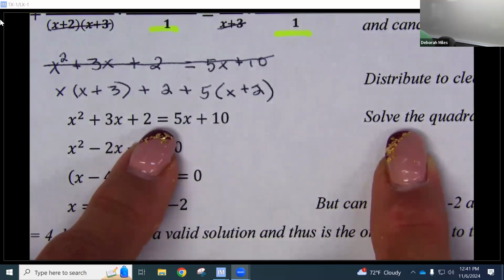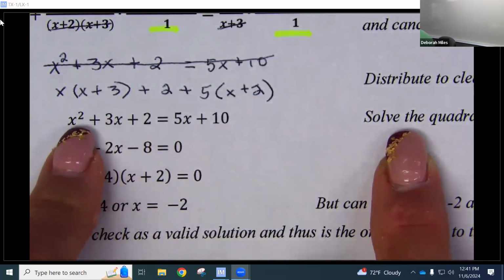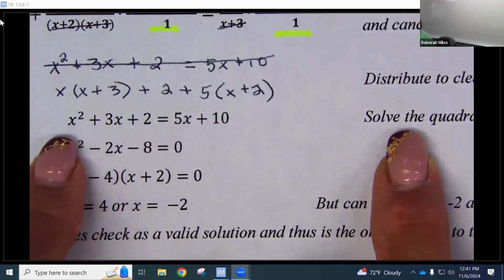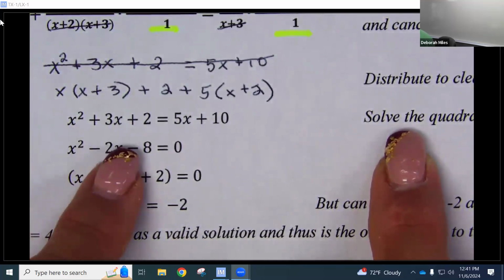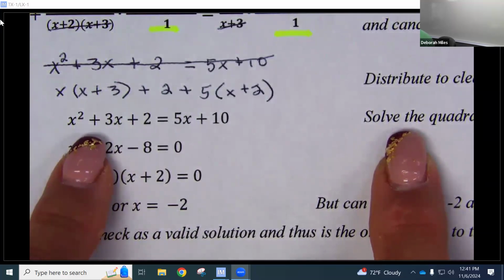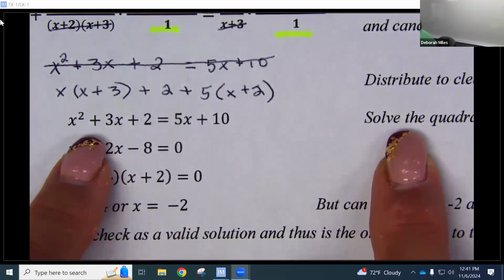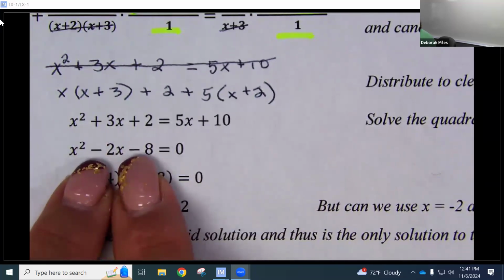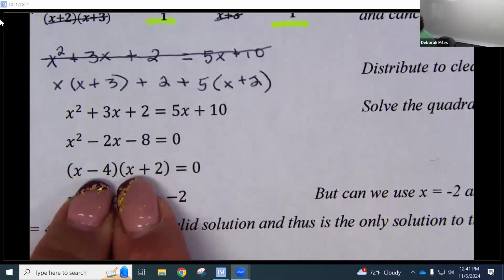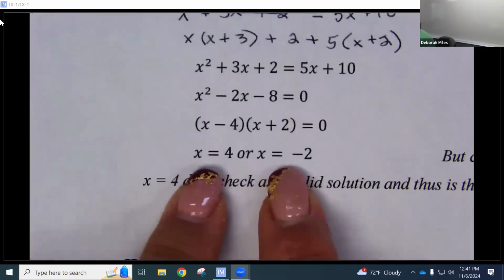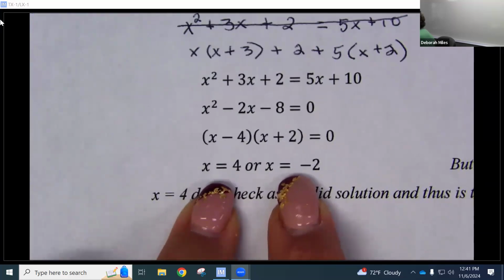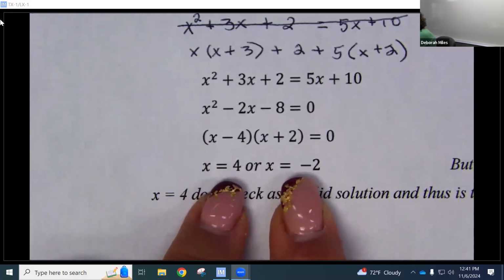And when I combine like terms, hey, what kind of equation is that? Second degree. It's a quadratic equation, so I have to get it in standard form. I have to factor it. I have to set each factor equal to 0, and I come up with 4 and -2 as possible solutions.